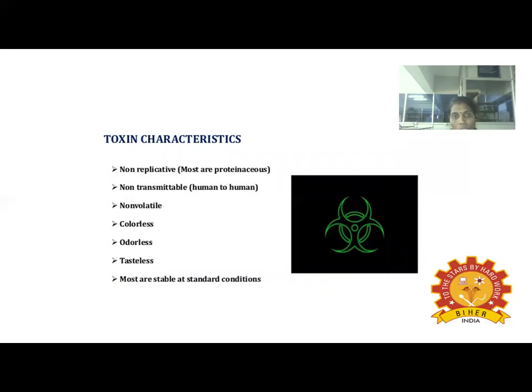Then what are the characteristic features of the toxins? They are non-replicative. Most are proteinaceous, non-transmittable, that is human to human, non-volatile, colorless, odorless, tasteless, and most are stable at standard conditions.